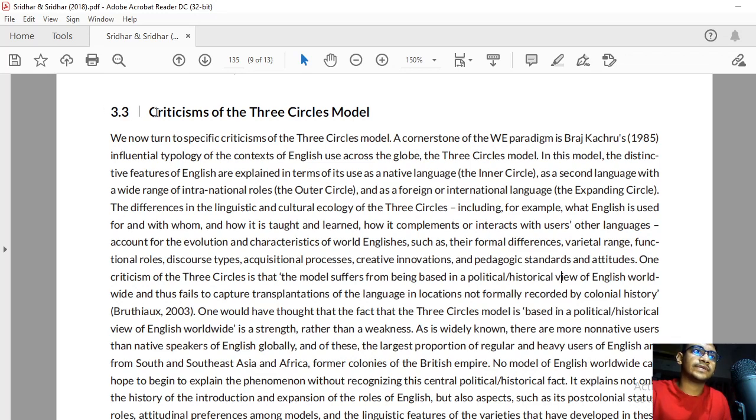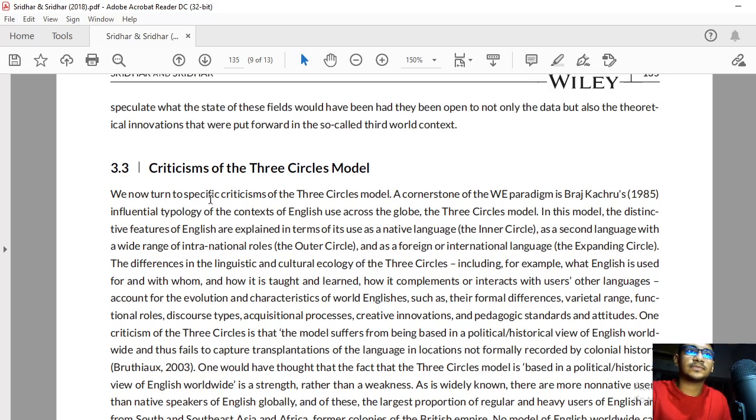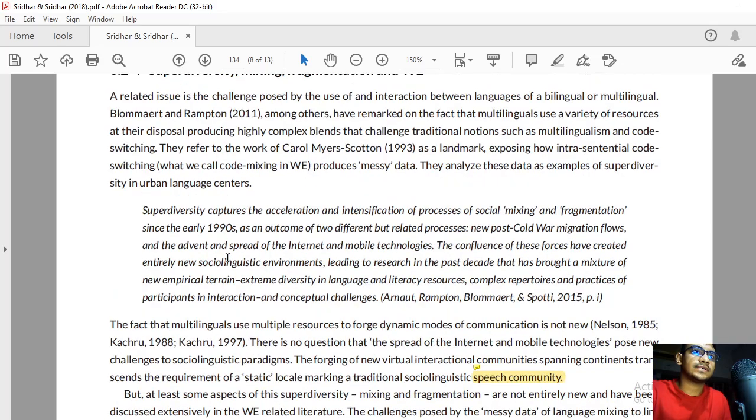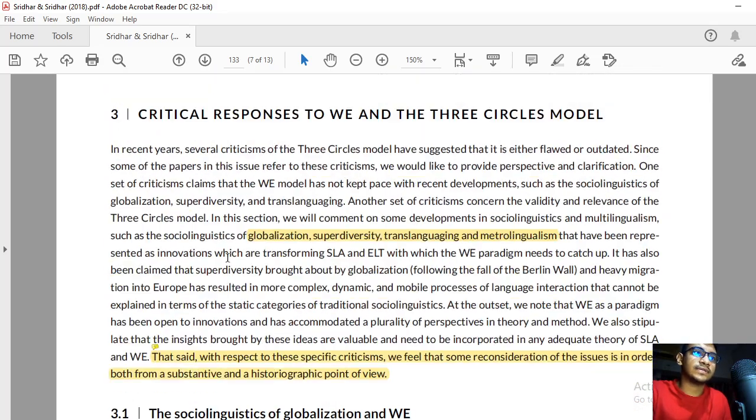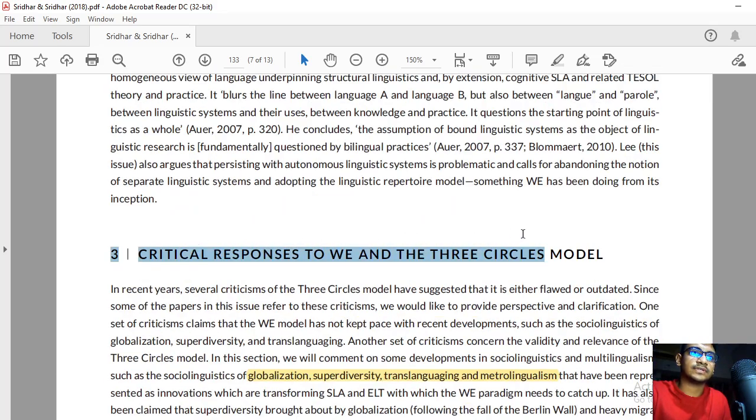So 3.3 is criticisms of the three circles model. Before this, I thought that this whole section, this three-number section, would be about the three circles model, but no, it was critical responses to it and the three circles model.